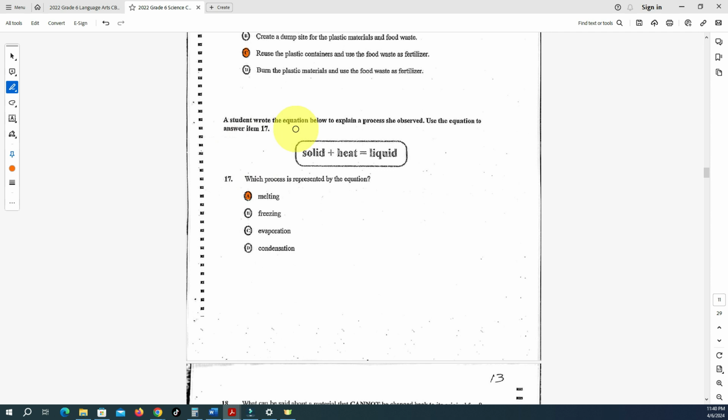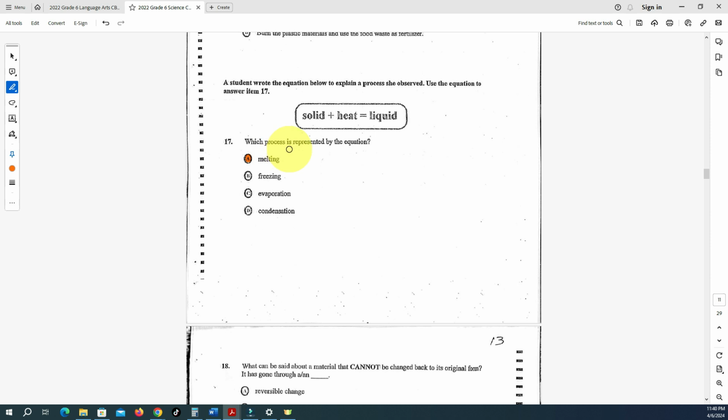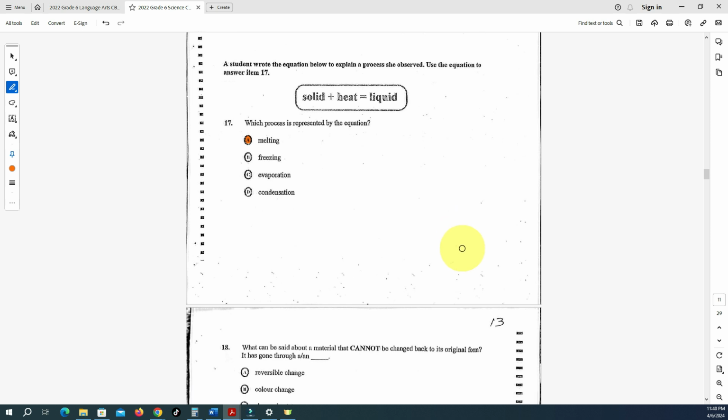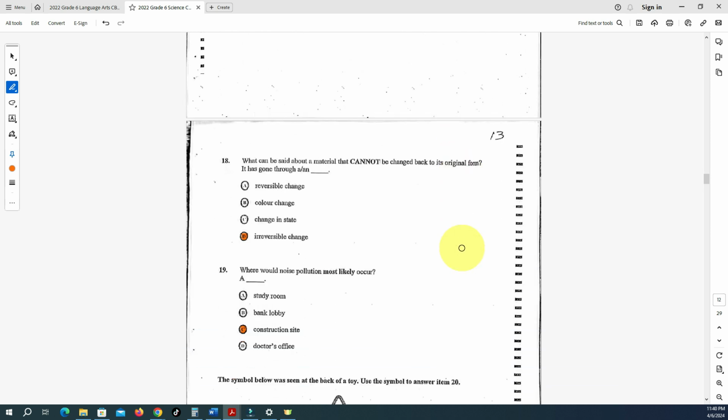Number 17. A student wrote the equation below to explain a process she observed. Use the equation to answer item 17. It says solid plus heat equal liquid. So which process is represented by the equation? Melting, of course, because solid plus heat going to liquid, you're melting, maybe it's iron and it melts to a liquid form. So definitely that's melting, not freezing, not evaporation, not condensation.